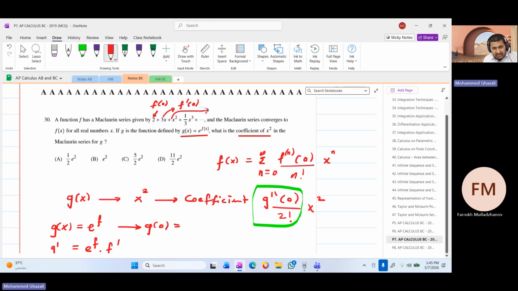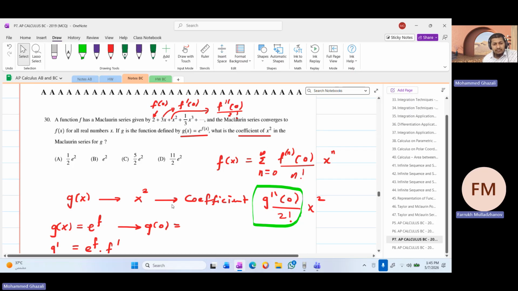This is f double prime 0 over 2 factorial. Make sense? Yeah, so let's see.